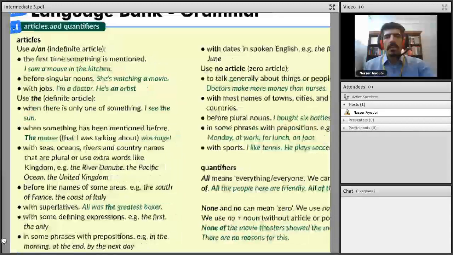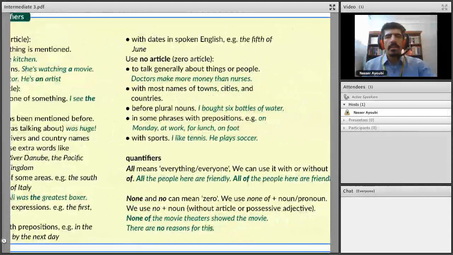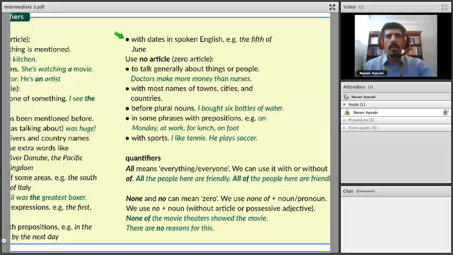And here, with dates in spoken English. For example, the 5th of June. When you're writing, you say June 5th. When you want to talk about dates, you use the 5th of June.